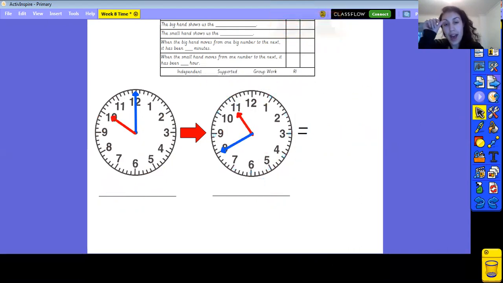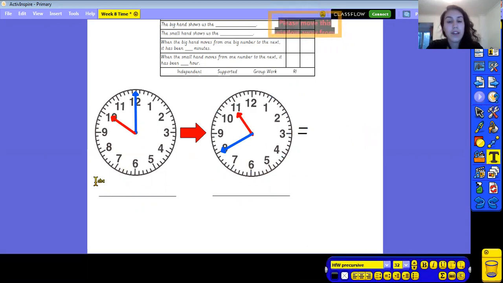Okay, why don't you have a go at this one? Read the time on both clock faces and see if you can work out how much time has passed, and then we'll go through it together.